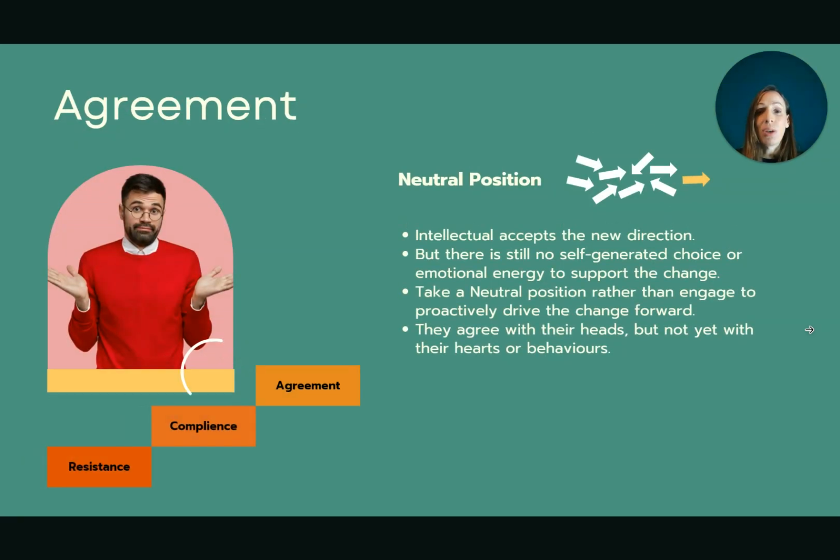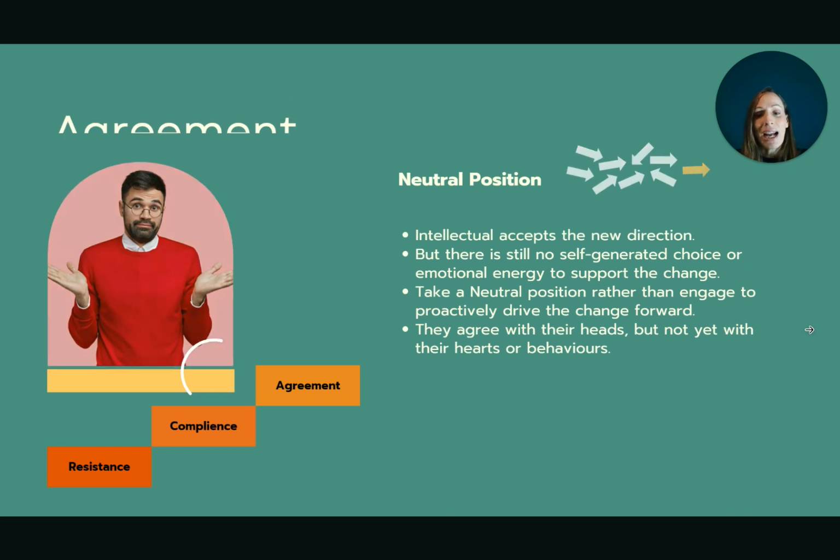The next step is agreement. And now this is a very neutral position, actually, is that they're accepting on an intellectual level that this direction makes sense, right? But on an emotional level, on a behavioral level, they're not spending any energy actually supporting that change. It's very neutral. And they're not proactively driving the change that you want to drive.